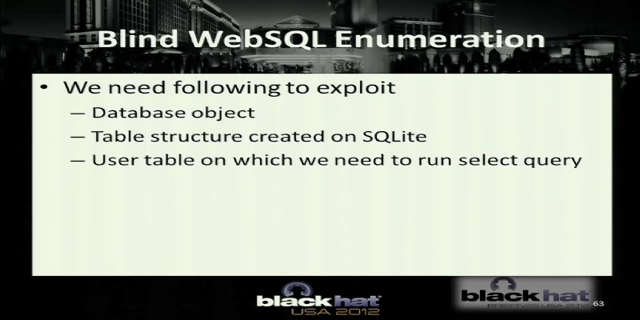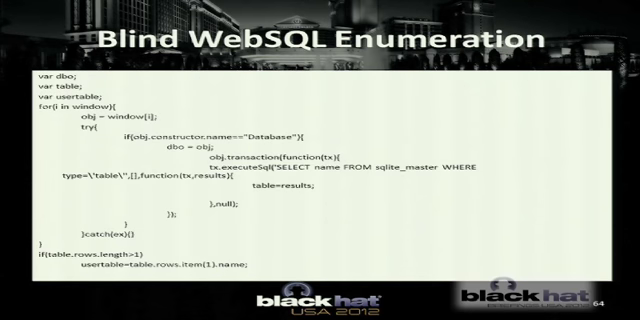Say, for example, if someone wants to exploit this particular situation, then what we need is a database object, we need a table structure created in SQLite, and then we need a user table over here. So if you run this loop, what it is doing is, on your DOM, it is trying to identify a database object. If it finds a database object, then the database is SQLite. So it is going and fetching the table name for the SQLite database, and then it is actually running the SQL queries.